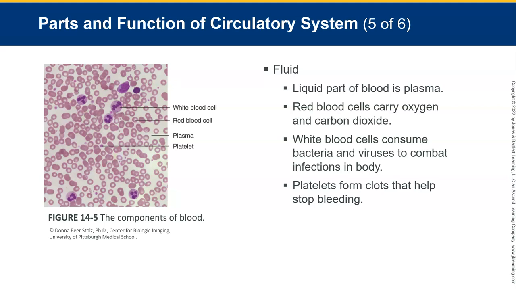So, red blood cells carry oxygen and carbon dioxide. White blood cells have this search and destroy function. They are kind of the defenders against injury almost, whether that's medical or trauma. They consume bacteria and viruses to combat infections in the body. And then you also have platelets, and they interact with one another and with some other substances in the blood to form clots that help stop bleeding.